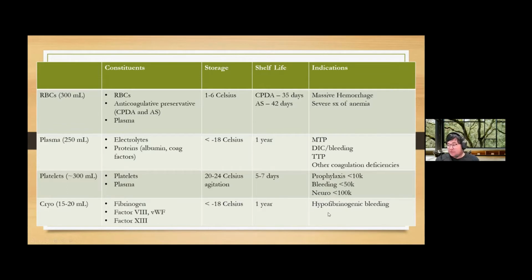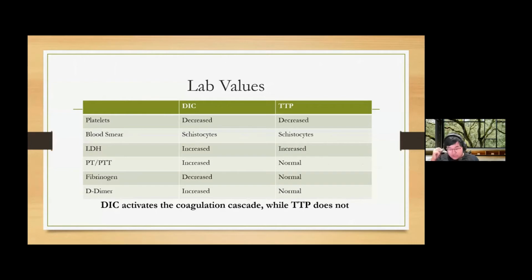And then for cryoprecipitate, if they have hypofibrinogenemic bleeding, when they're really missing fibrin. So kind of to separate the difference between DIC and TTP. This is a topic that confuses a lot of people. If you look at platelets, blood smears, and LDH, DIC and TTP both have very similar profiles. You're going to have decreased platelets.